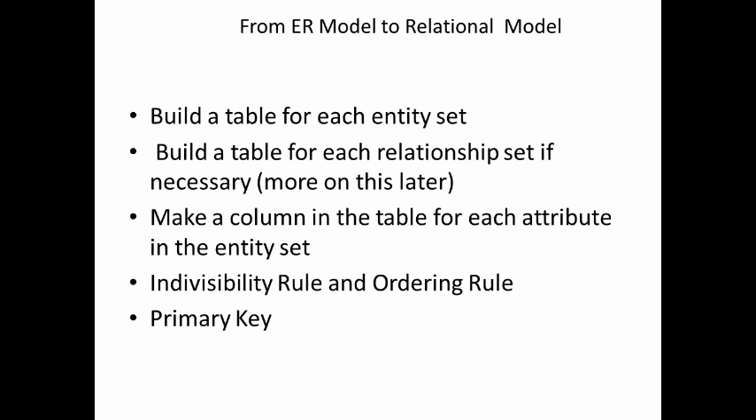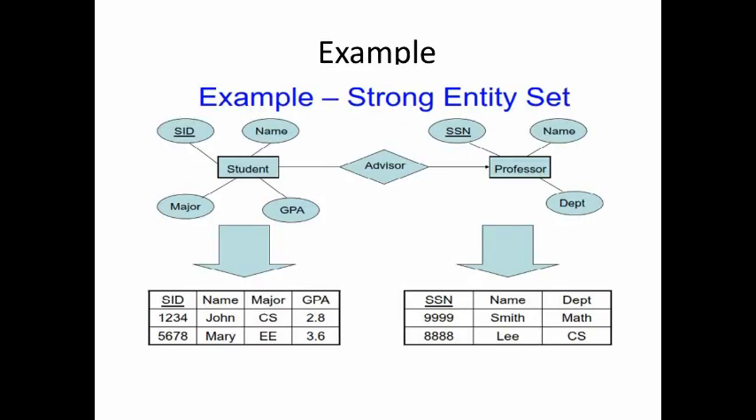You basically know that a table consists of rows and columns. The columns will be for attributes, and the rows will be for the records that you're going to enter there. Then we have the indivisibility rule and ordering rules. Primary keys must also be set. Here's an example of what we're talking about: a simple ERD diagram between student and professor, where the relationship set is about advisor.